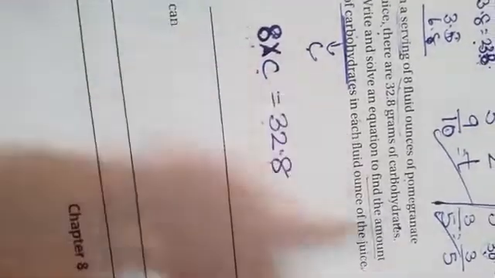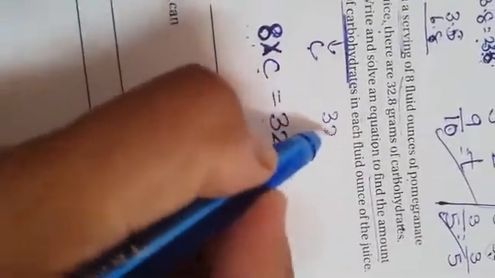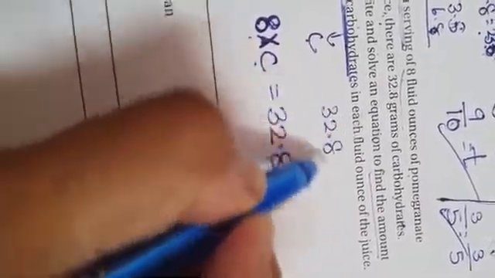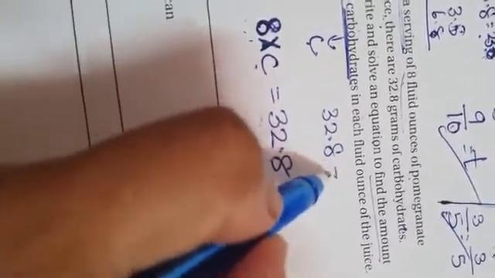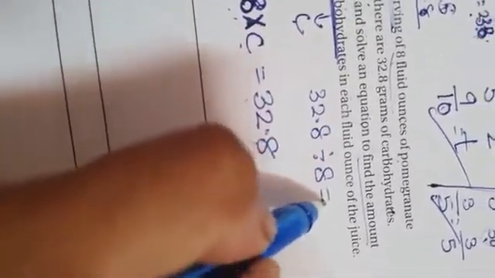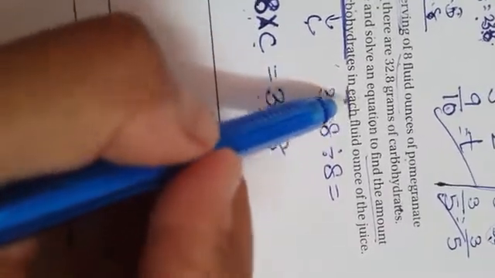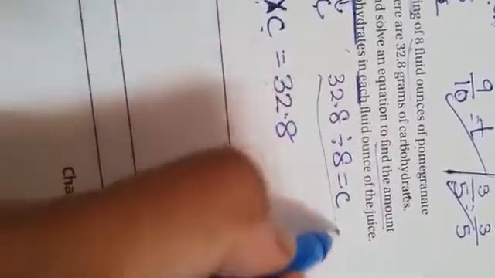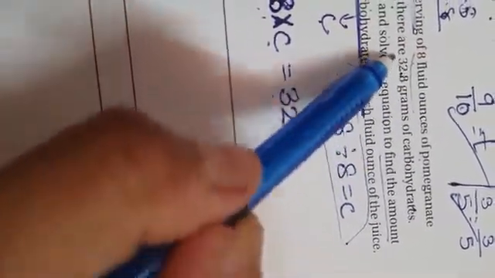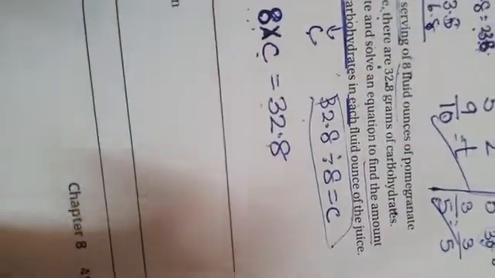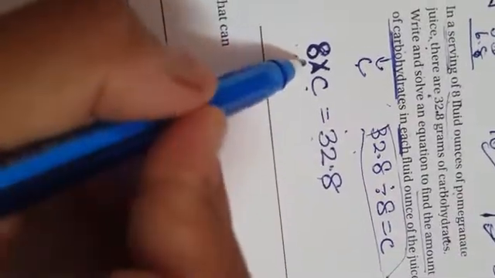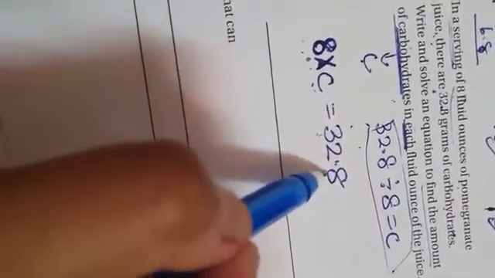Or you can also write this equation, 32.8, this is the total amount of carbohydrates in 8. So they are asking us the carbohydrates for each. So you can also write the equation like this. We know we have to divide it. 32.8, the total one, we have to divide to get each, right? Wherever we have to find each, we have to divide. Or we can write the opposite, 8 multiplied by C equals 32.8.